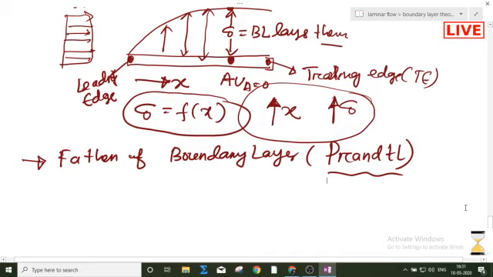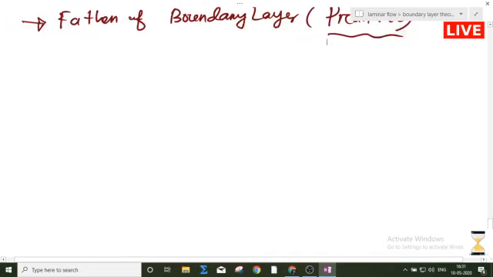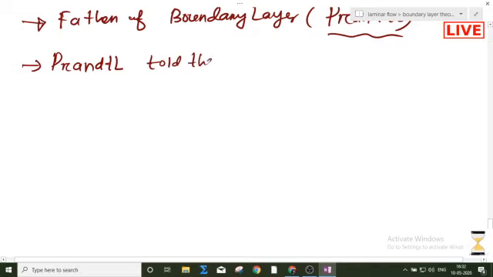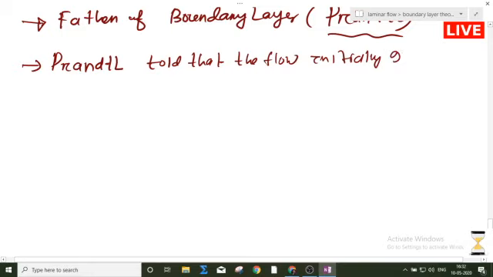So what did Prandtl actually tell? This Prandtl, who is the father of the boundary layer, told that the flow initially is laminar in nature.